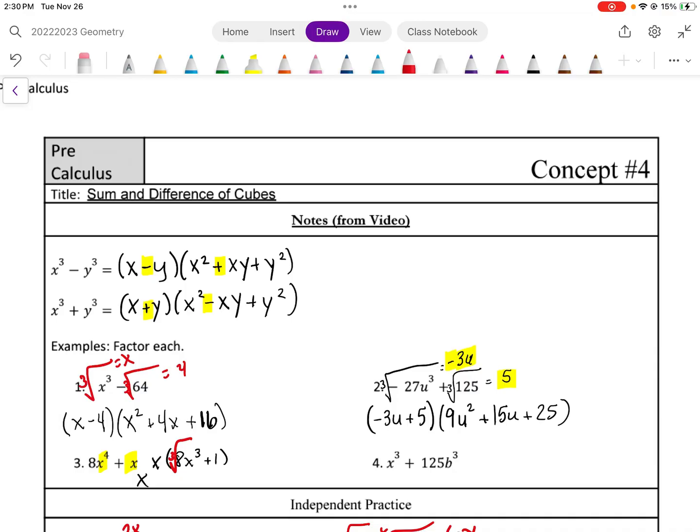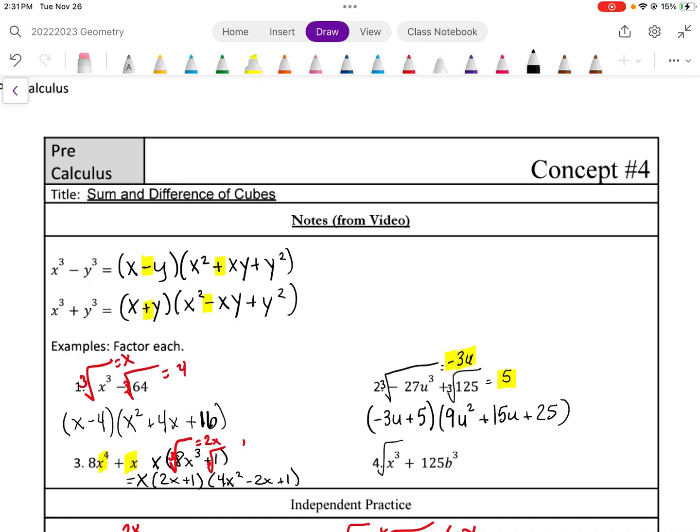So take the cube root of 8x cubed, which is 2x. Cube root of 1 is just 1. So I have x is 2x and I have y is 1. So I have 2x plus 1. And then x squared would be 4x squared minus xy, so that's a minus 2x plus y squared, which is just 1. And there's your final answer there.